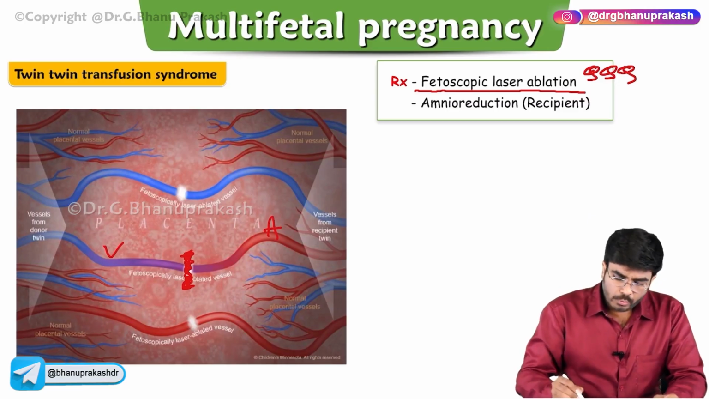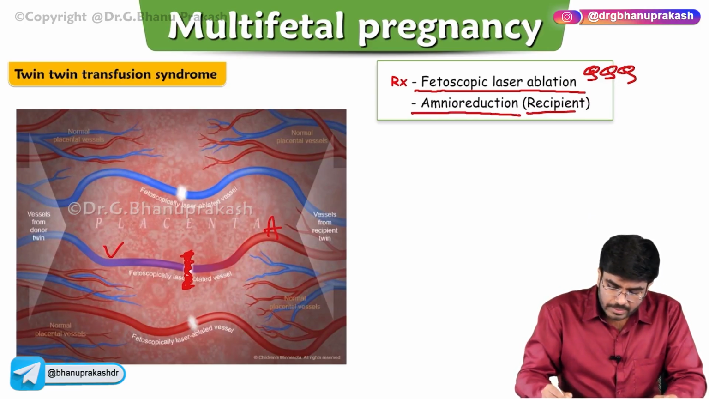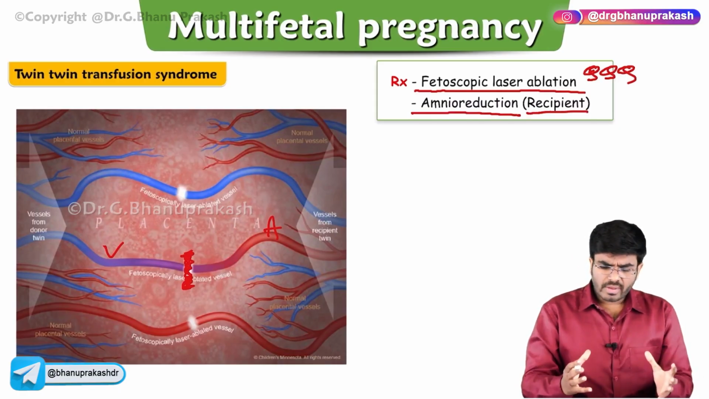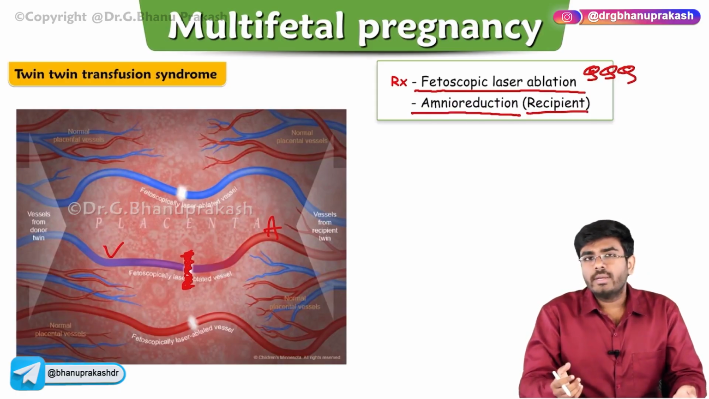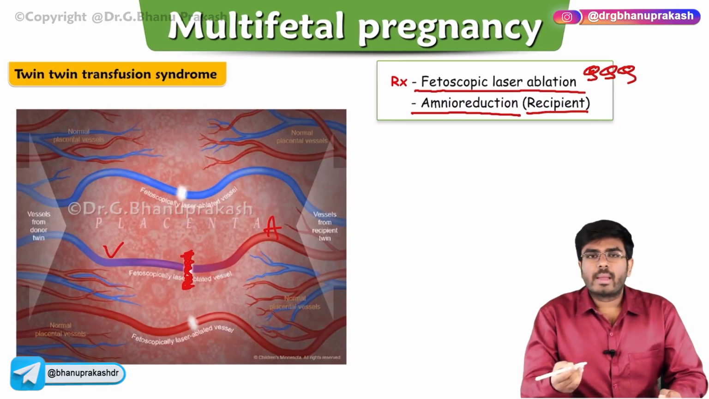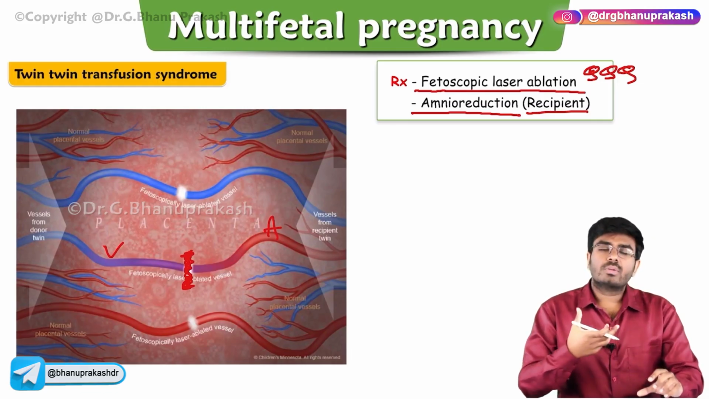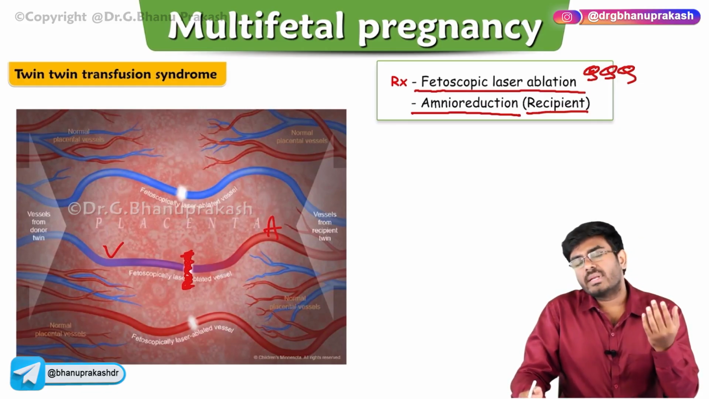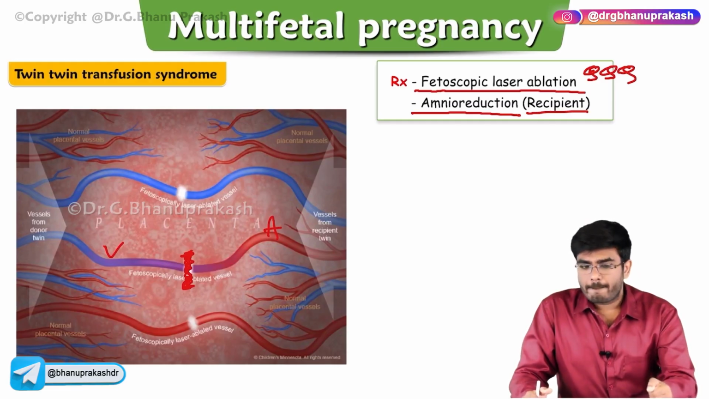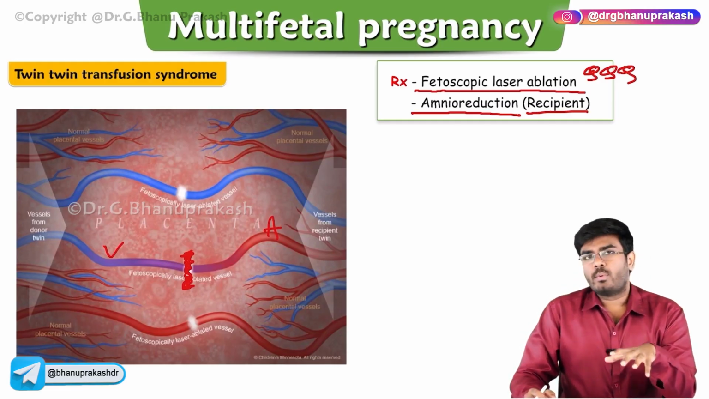And also you can do amnioreduction in the recipient. See, the recipient is going to have too much amniotic fluid. If there is too much amniotic fluid, you can reduce it, that is amnioreduction. This amnioreduction can be done with amniocentesis. You can take out that amniotic fluid. So, fetoscopic laser ablation or amnioreduction can be done. See, why is this very important?